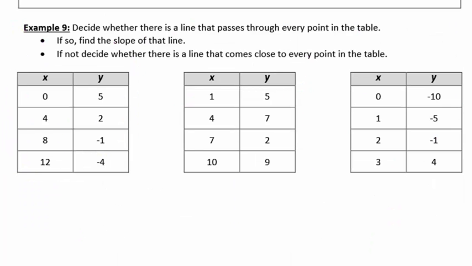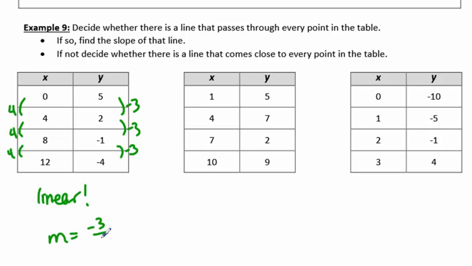So let's decide whether or not there's a linear relationship between these data points. The change in x is an increase by 4 each time. The change in y is a decrease by 3 each time. So this is linear. And furthermore, we can say that the slope has got to be negative 3/4.